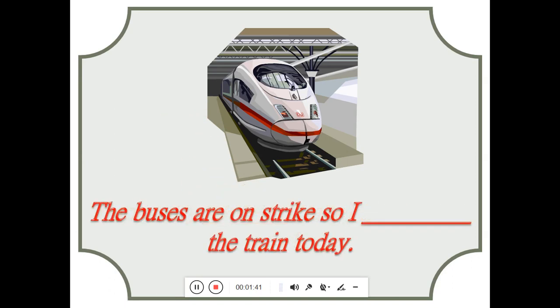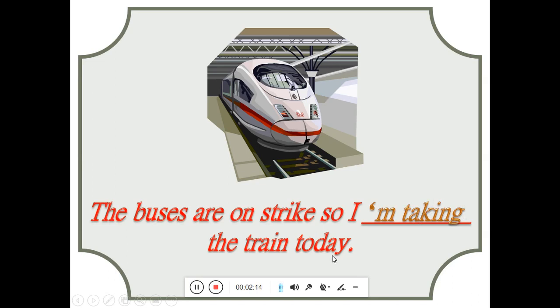Good. The buses are on strike, so today I am taking the train. So today is the key word. Why? Because it's an exception. It's not normally, it's just today, means now. So if the buses are on strike, what should I do? So normally I take the train, but today I am taking the train. The form is the verb to be plus verb plus ing.